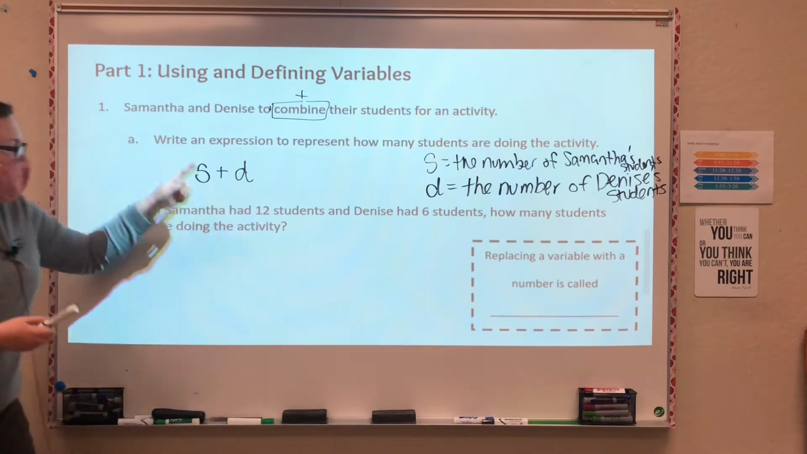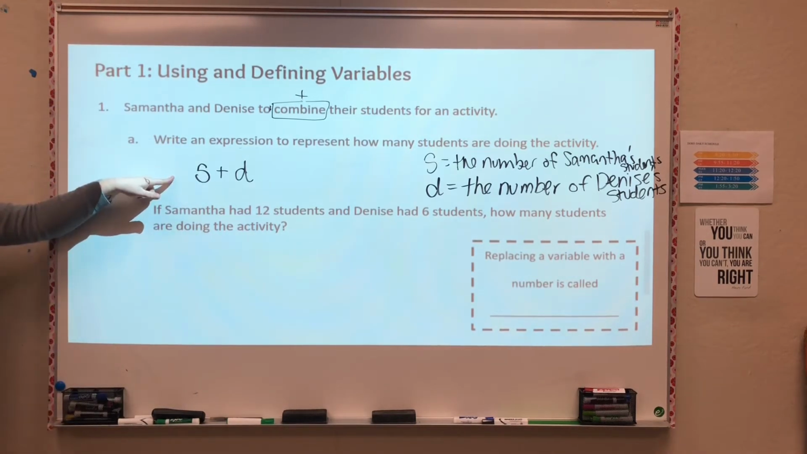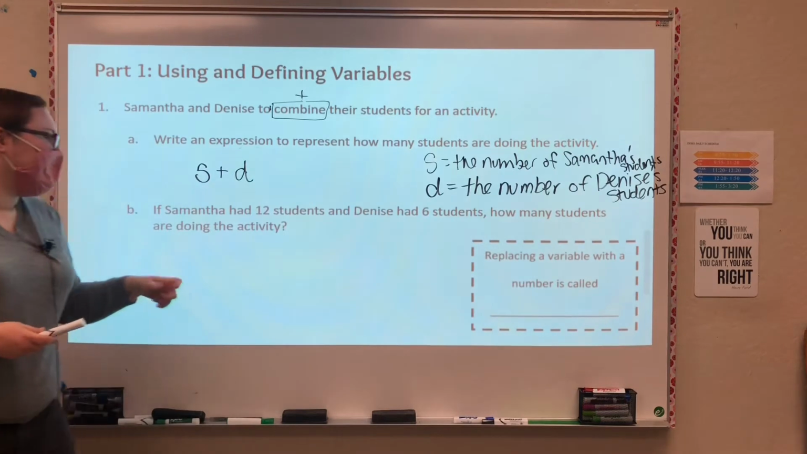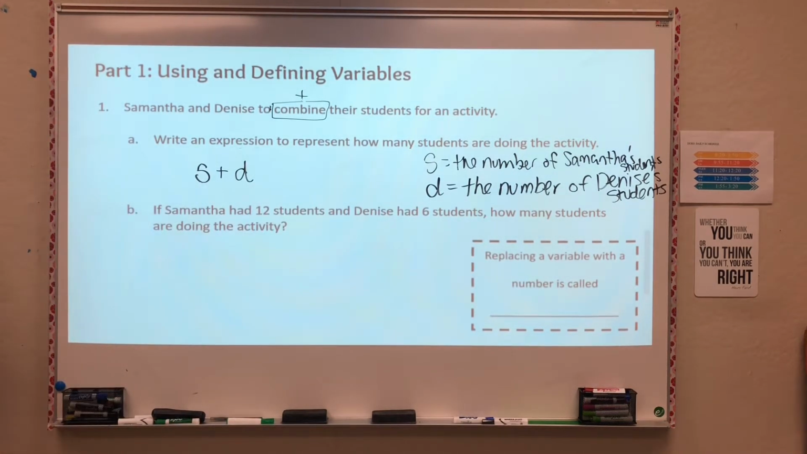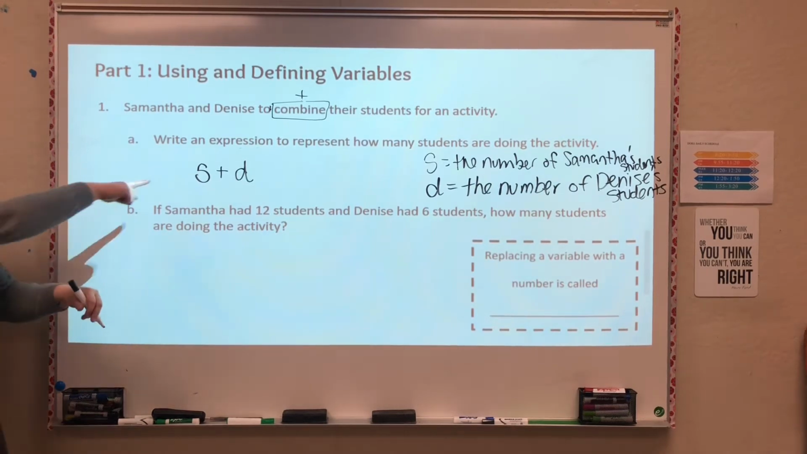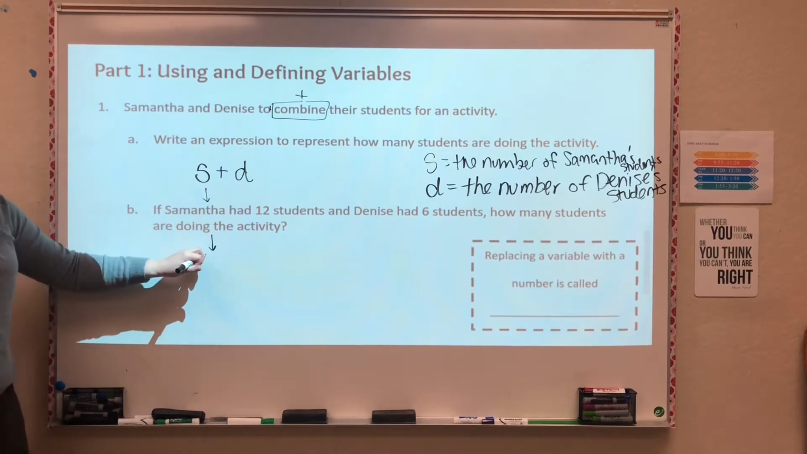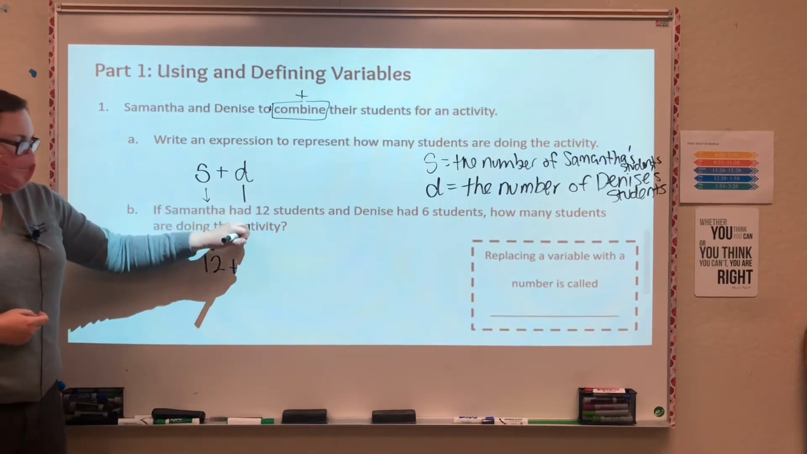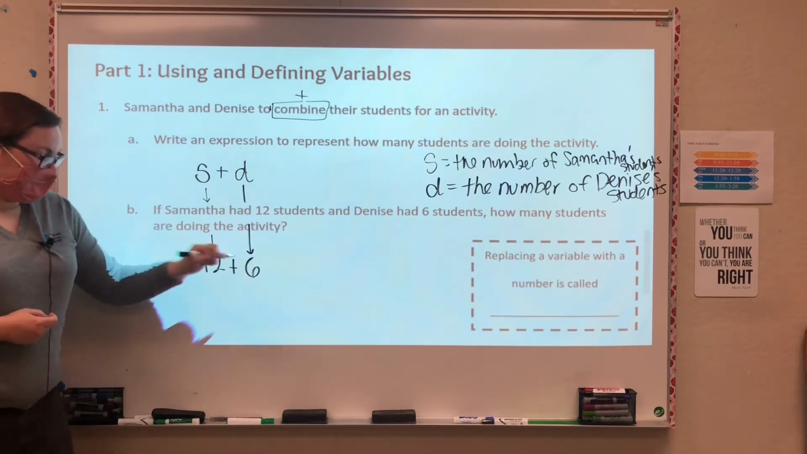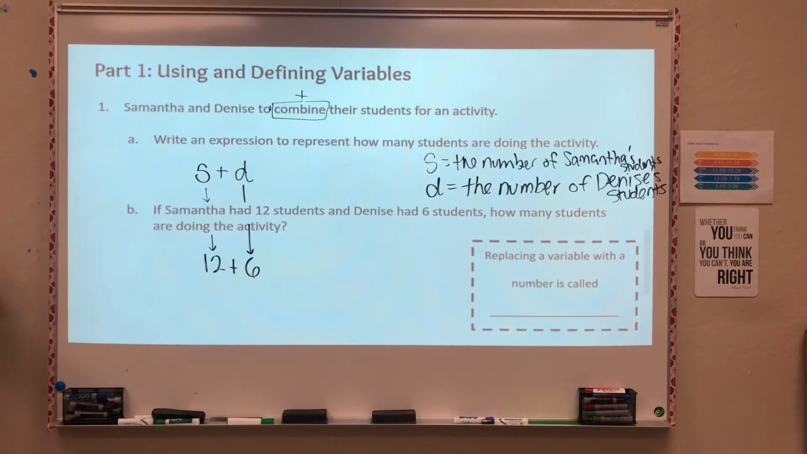So the question asked, write an expression. We've got our expression. We've got what the letters represent in it. The second part says, if Samantha has 12 students and Denise has 6 students, how many students are doing the activity? 28. I hear 28. Tell me how you're getting 28. 12 plus 6. Why 12 plus 6? That's the number of Samantha students and the number of Denise students. Yeah, so I hear you saying that's the number of Samantha students, so 12. And then that's the number of Denise students. So 6.